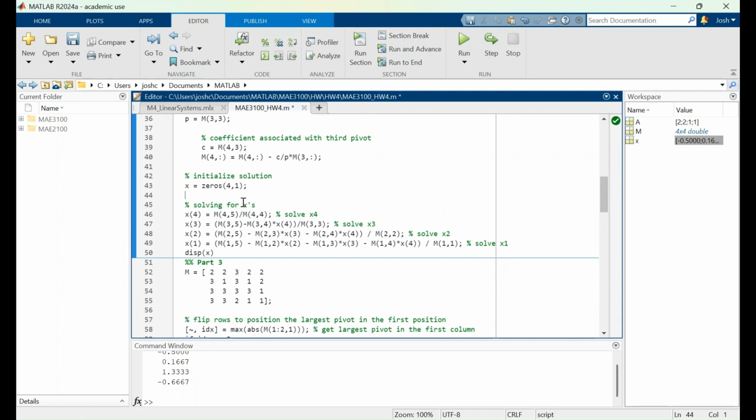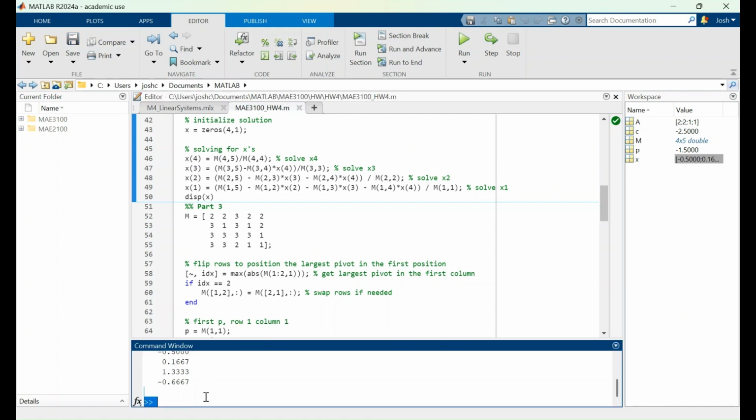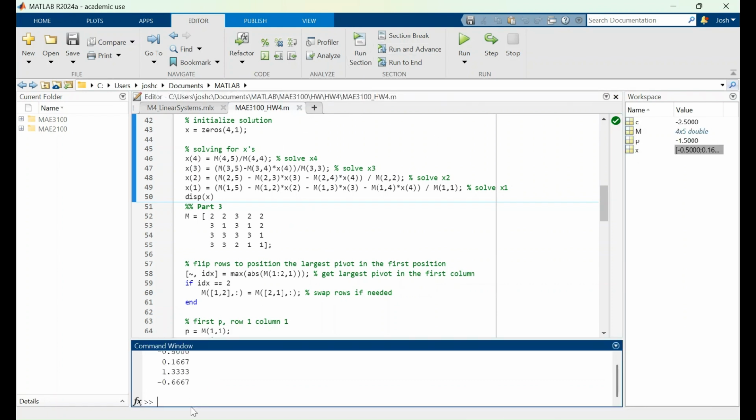Then we make an array for our x's. We solve for x4 because it's the easiest. It's the only one that's possible without any other x values. We use x4 to solve for x3. We use x3 and x4 to solve for x2. And then we use x2, x3, and x4 to solve for x1. Then when you run the code, I'm going to clear it so you can tell. It's like my third time filming this. You get the numbers.